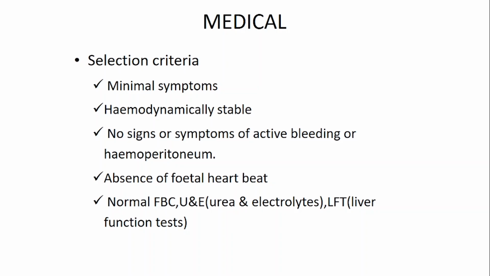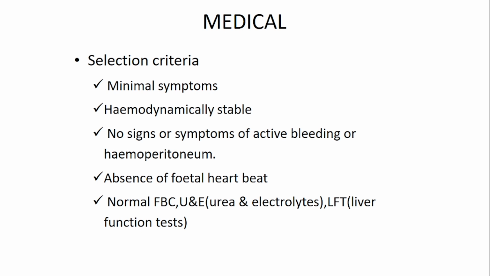Now, again, we are still talking about conservative management. We talk about controlled expectant management: observing the patient under your care to be sure that steps are taken to take care of her if there's any rupture. Now, for medical conservative management, the selection criteria are almost similar to those of controlled expectant. Again, minimal symptoms, the patient should be hemodynamically stable, there should be no sign or symptoms of active bleeding or hemoperitoneum, and there should be absence of fetal heart on the ultrasound of the ectopic.